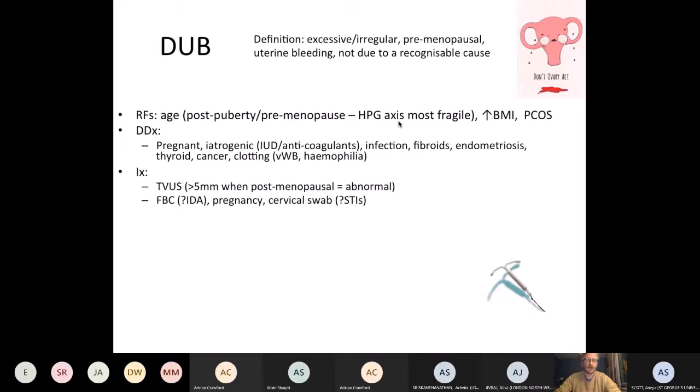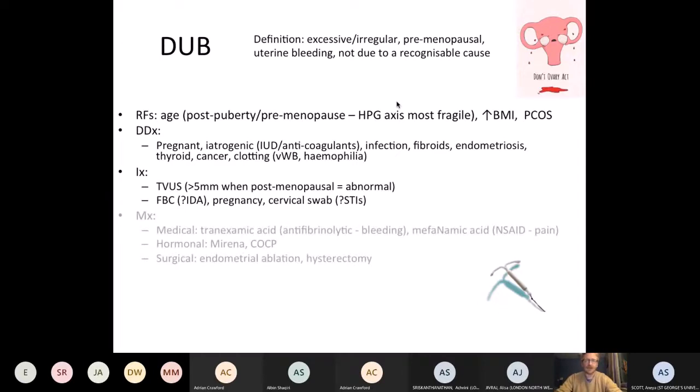So other investigations, you want to do a full blood count to see if someone has iron deficiency anemia, and just have a think to yourself whether that would be microcytic or macrocytic. That's right, it would be microcytic. You want to do a pregnancy test and a cervical swab for STIs.